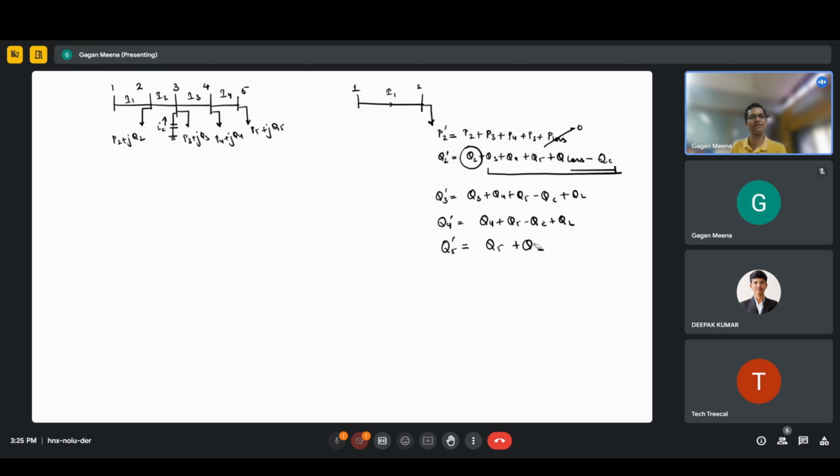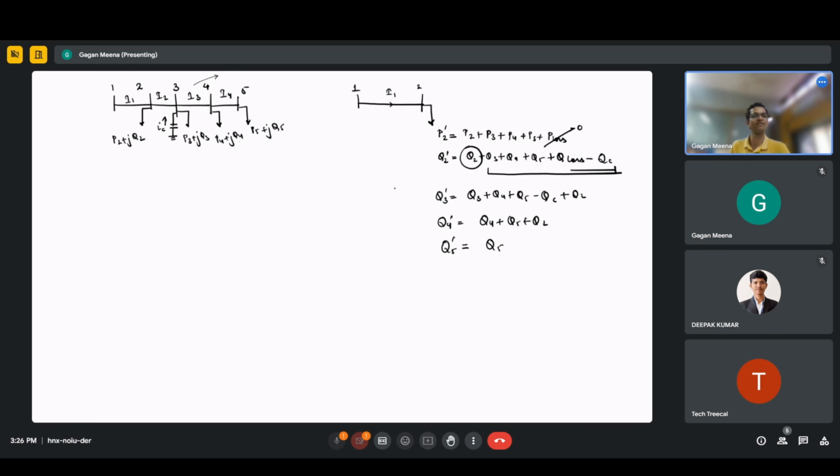Will there be no QC here? No QC, right? Sorry, here also QC will not be there, because QC is only up to this third node. If we draw the branch equivalent model for this branch, we see the sum of all the power beyond this branch. There is only Q4 and Q5. QC is not there.